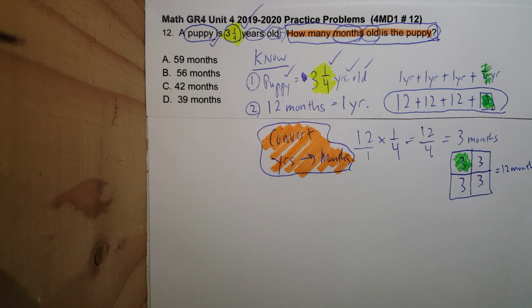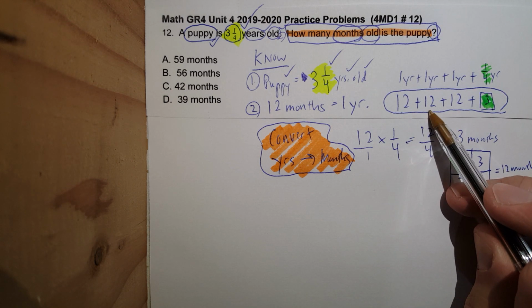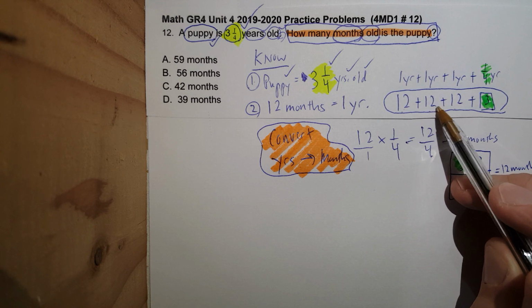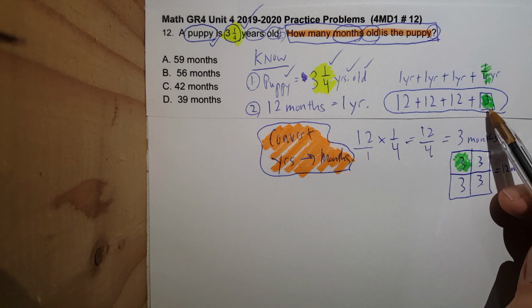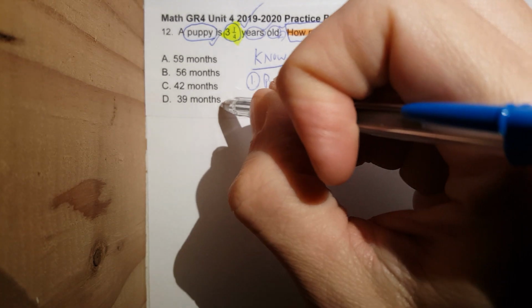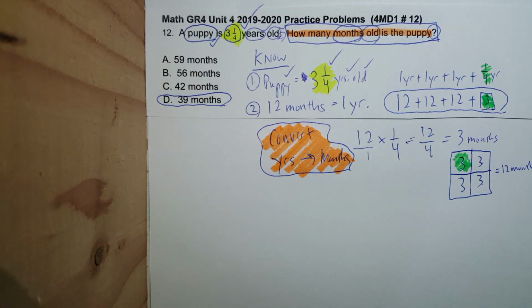Okay? All right, so 12 plus 12 plus 12 plus 3. 12 plus 12 is 24. 24 plus 12 is 36. 36 plus 3 is 39. Get good at adding mentally. Please. There's the answer.